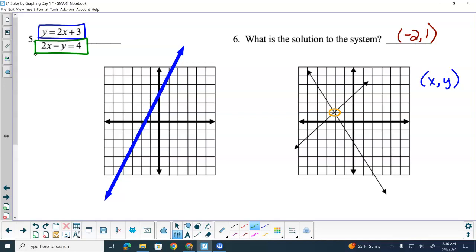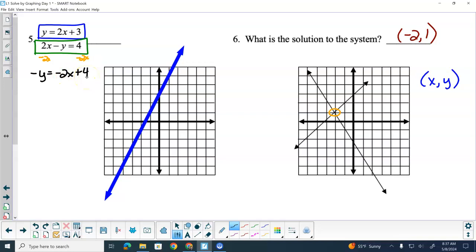Divide's always last. Gotta move stuff first. Add what? But the 2's got the x attached to it. So I can't just add the 2 and the 4. Okay. Michelle, what do you got? We want to solve for what? Subtract what? 2x from both sides? That then is going to give me negative y equals negative 2x plus 4.